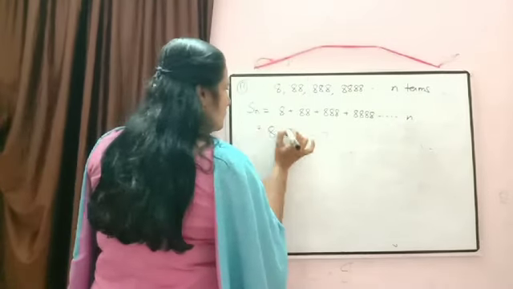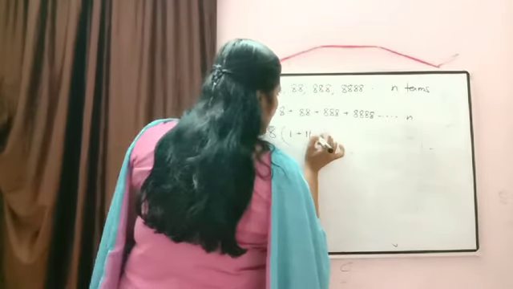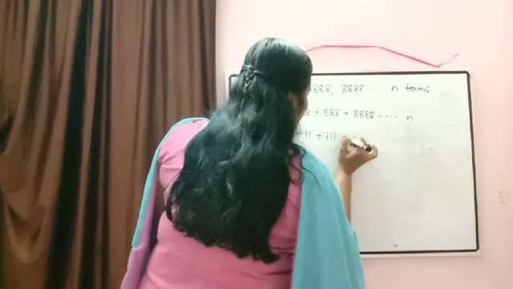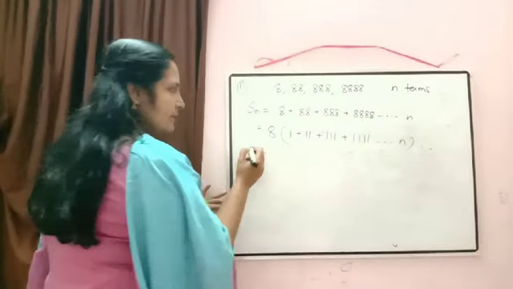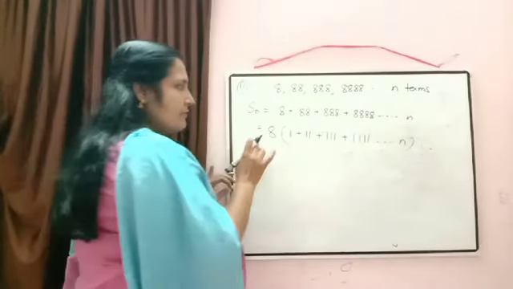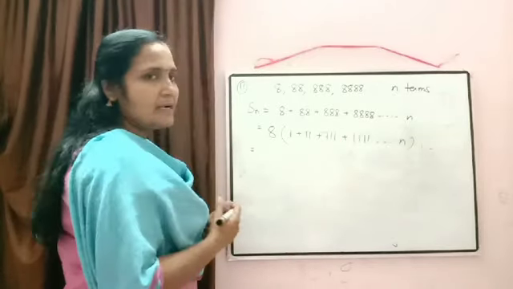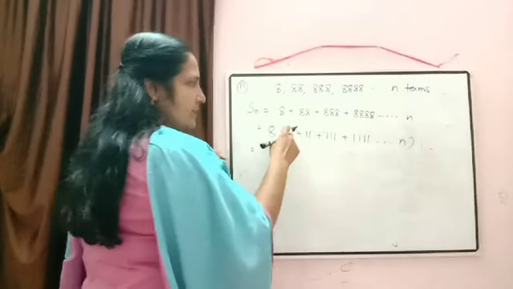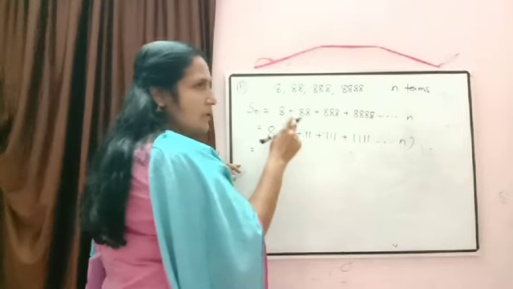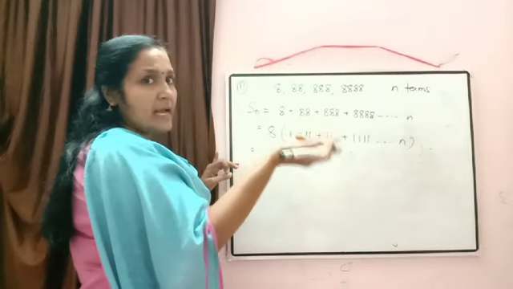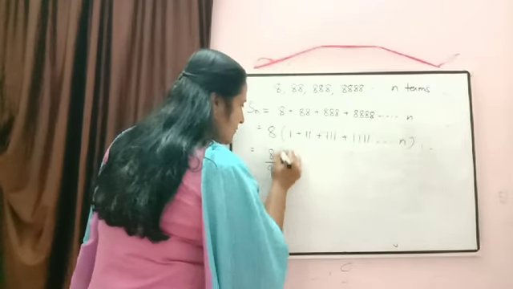First, we'll take 8 common from all the expression. Then it will be equal to 1 plus 11 plus 111 plus 1111 etc. up to n terms. Now the method is, we multiply and divide by 9. Why multiply by 9? Because the first term will become 9, which can be written as 10 minus 1. Then 99 can be written as 100 minus 1. So for that only, we multiply and divide by 9.